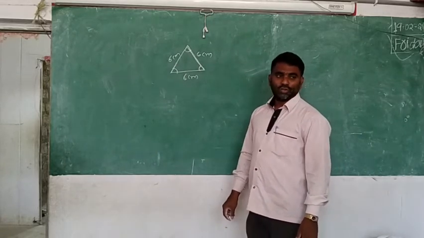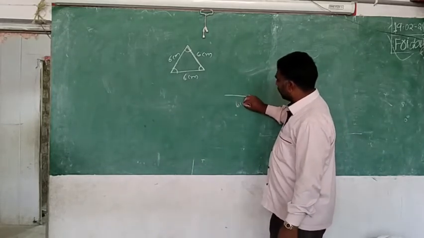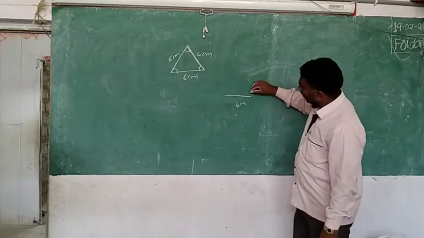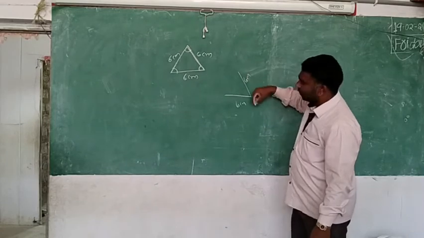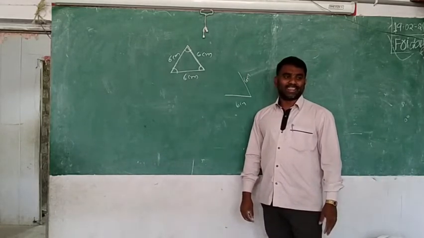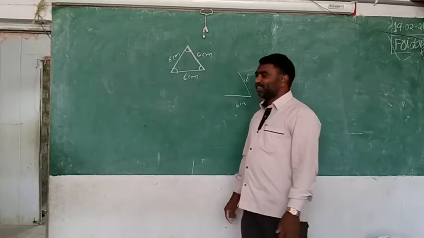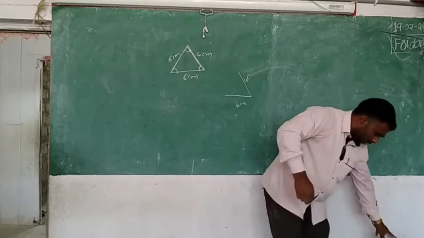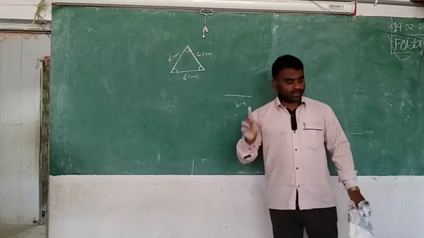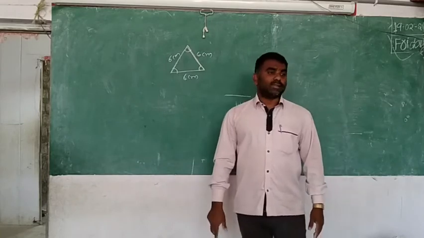With a scale. How? You will draw a 6 centimeter line. It is exactly 6 centimeters only. Not with a set square. Better, what should we do? You should take the compass.